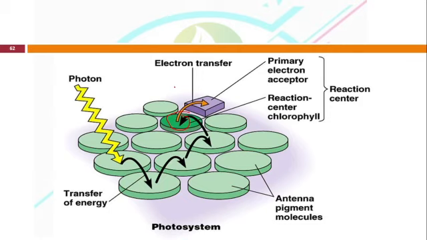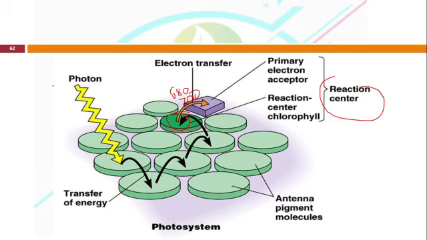Either it is P680 or it is P700. This is called a reaction center. That is a reaction center of chlorophyll and the primary electron acceptors. Together they form the reaction center. The others are called accessory pigments. That includes chlorophyll b, c, d, carotene and xanthophyll.